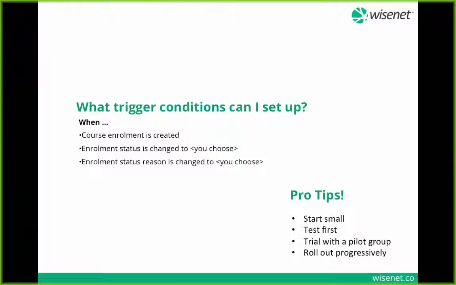So we have introduced 3 trigger conditions in the system. You can either use a setup where it works as soon as the student enrolls into the course, or when a particular enrollment status changes. Let's say the student is inquired, you move him into pending, and then from pending he goes to current. So you can assign certain activities to occur at all these different stages.